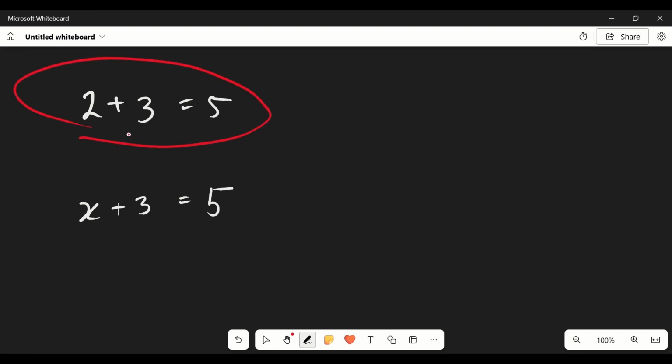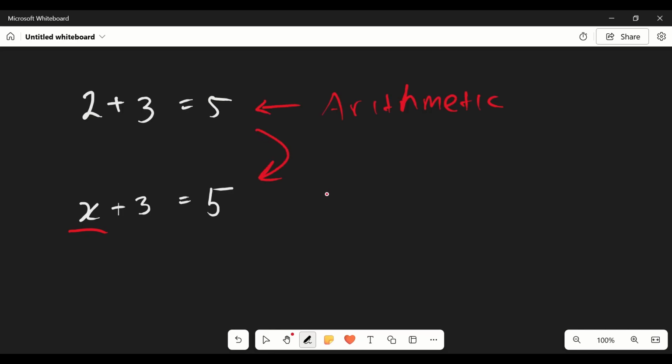Look at this and look at this. If you find the difference between them, the only difference is there is no numeric symbol. That symbol is x. X turns arithmetic into algebra. So, algebra is not about letters. Algebra is about thinking with unknowns. And once you understand that, algebra becomes simple.